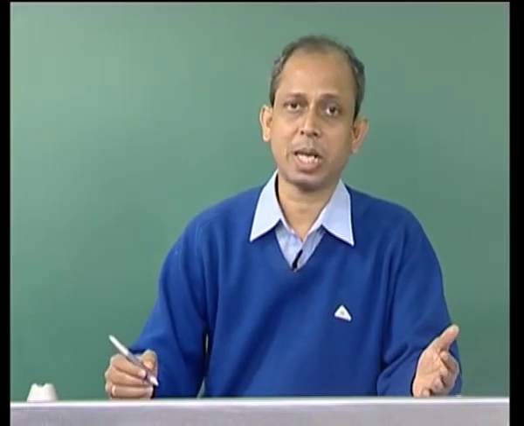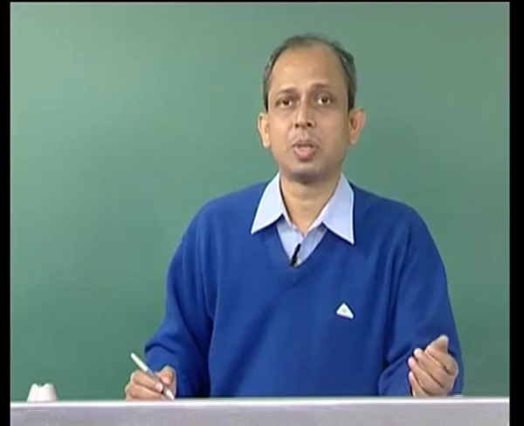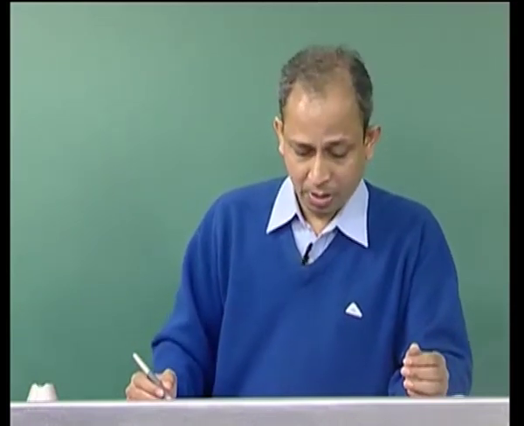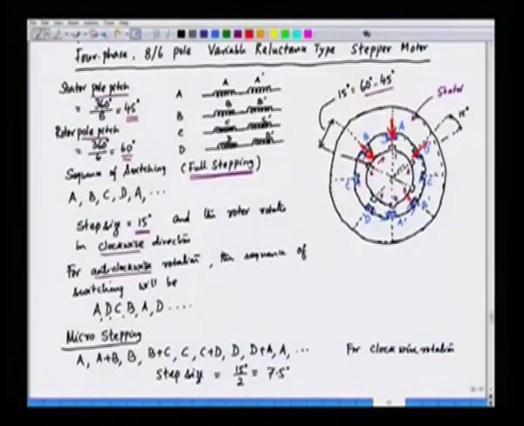So, that is how we can reverse the direction of rotation. The direction of rotation can be reversed by changing the switching sequence, and the sequence of the switching here is A, D, C, B, A, and D, and so on. So, this goes in a cyclic fashion.